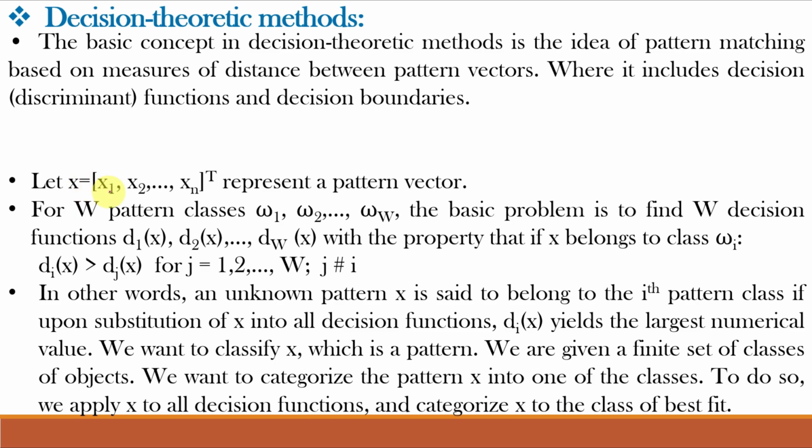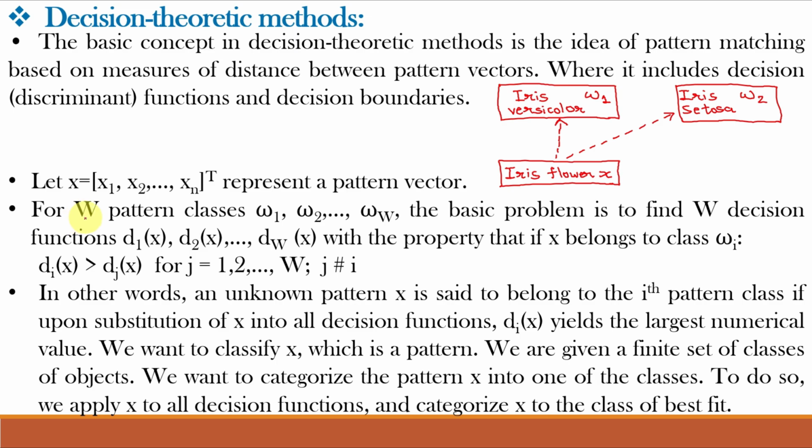Let x = (x1, x2, up to xn) transpose represent a pattern vector, and say this x is an iris flower. Then for W pattern classes, that is omega 1, omega 2 up to omega W, the basic problem is to find W decision functions d1(x), d2(x) up to dW(x) with the property that if x belongs to class omega i, di(x) is greater than dj(x) for j = 1, 2 up to W, where j is not equal to i.